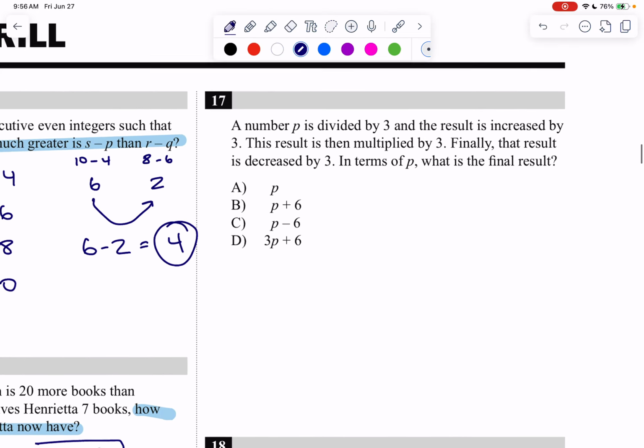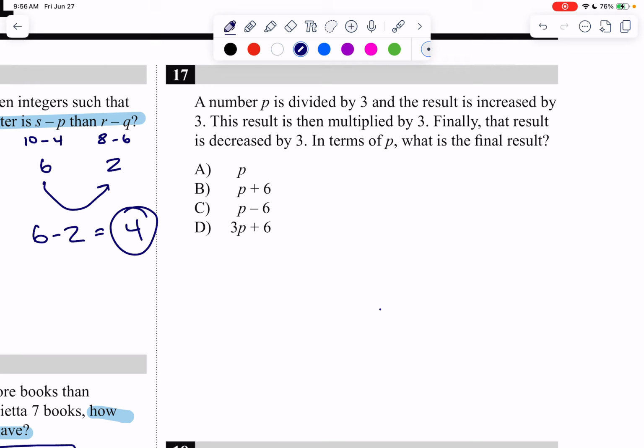All right, number 17. A number P is divided by 3, and the result is increased by 3. This result is then multiplied by 3. Finally, that result was decreased by 3. In terms of P, what is the final result? Well, if the first thing we're doing is taking that P and doing stuff to it, let's plug in for P. And if the first thing that we're doing to it is dividing it by 3, let's pick for P something that's easily divisible by 3. I'm going to go for 6. 6 can be divided by 3. So if I take 6 and it's divided by 3, I'm going to get 2.